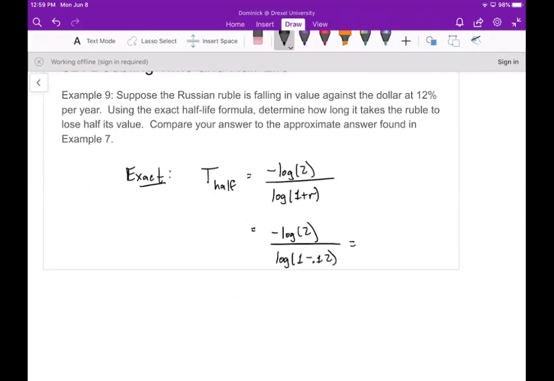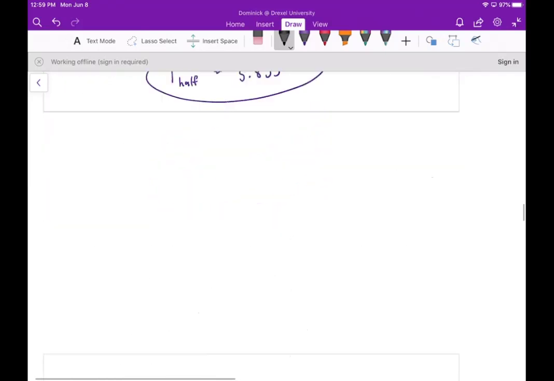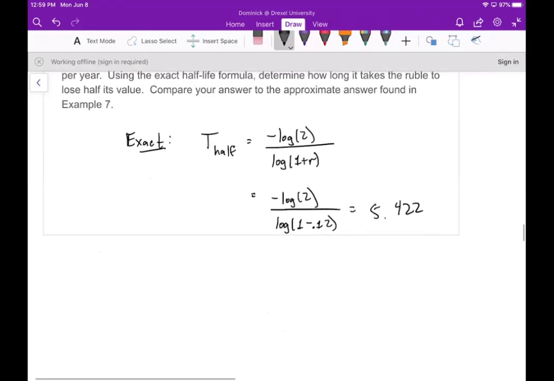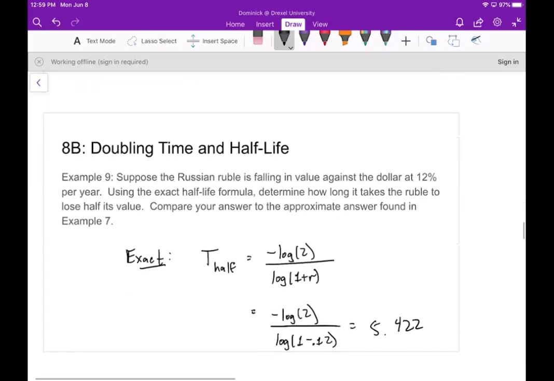Okay, so now if we calculate this, I have a minus log 2, and then divided by a log of 1 minus 0.12, and we'll get that the half-life is 5.422 years. Now, if we compare that with the value that we found, we get 5.833, which is pretty close. And of course, the reason why it's much closer here is because that percentage is less than 15%. So that should give us a better approximation.